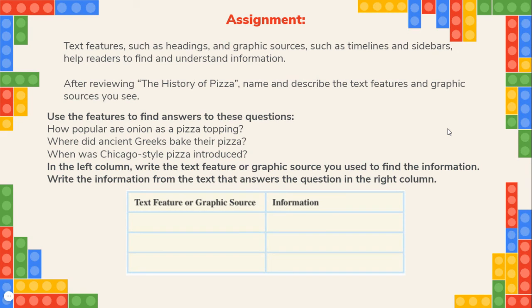How popular are onions as a pizza topping? Where did ancient Greeks bake their pizza? When was Chicago-style pizza introduced? In the left column, write the text feature or graphic source you used to find the information. Write the information from the text that answers the question in the right column.